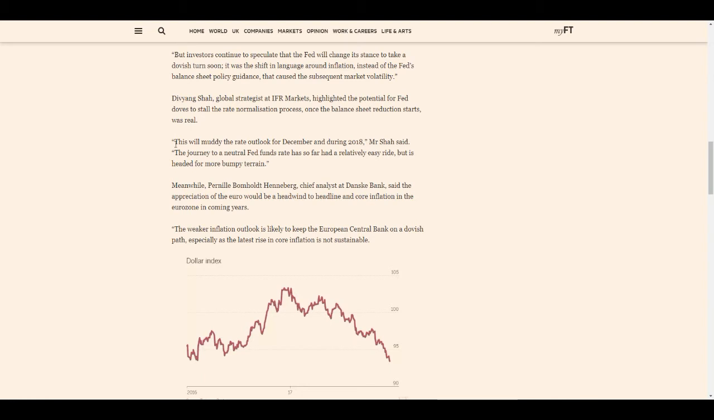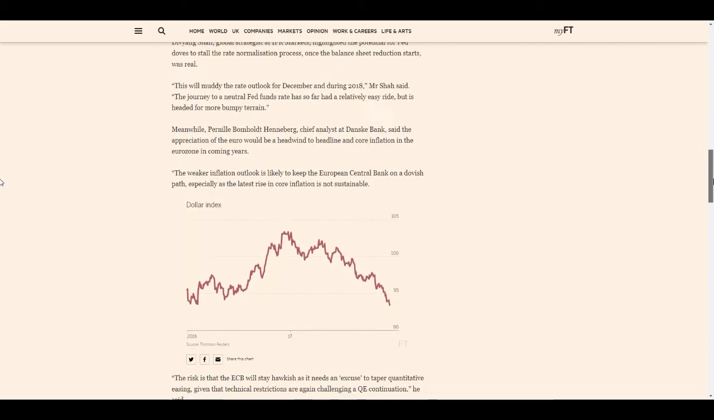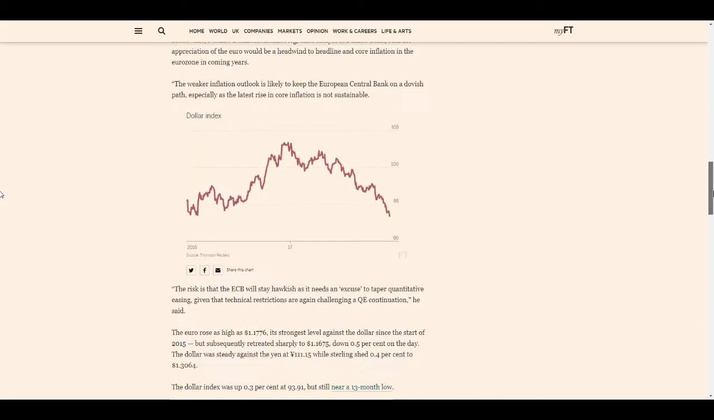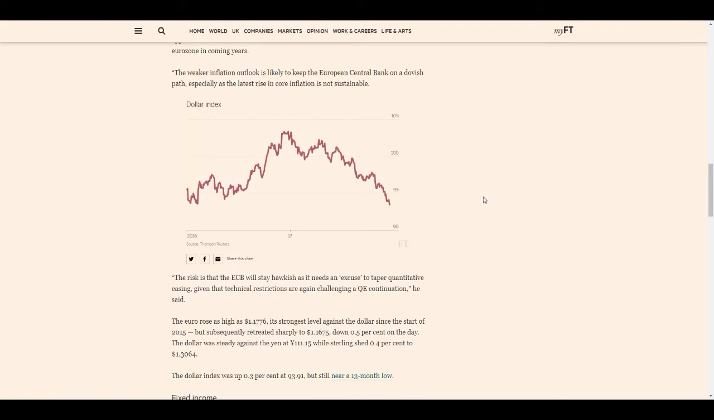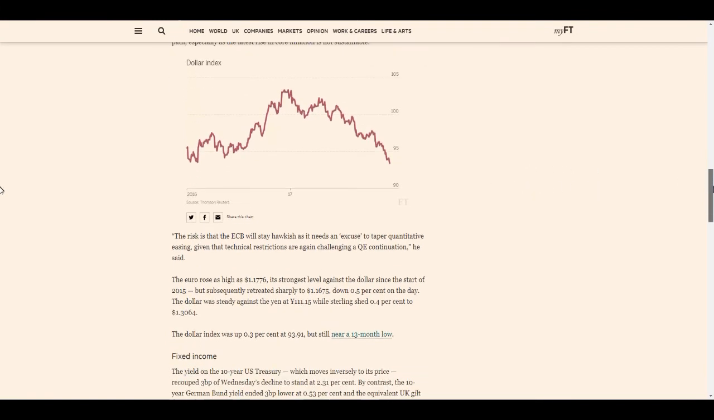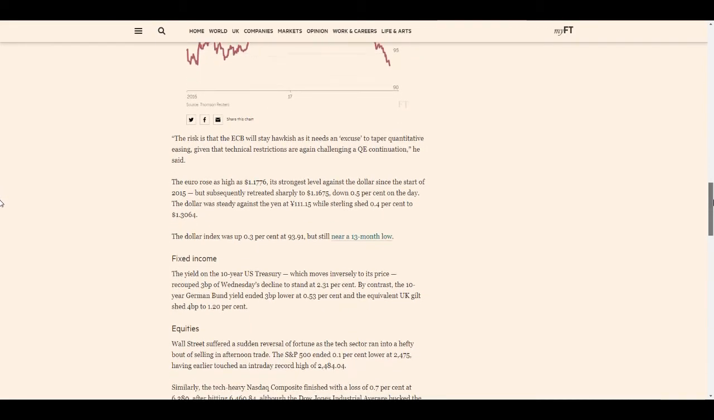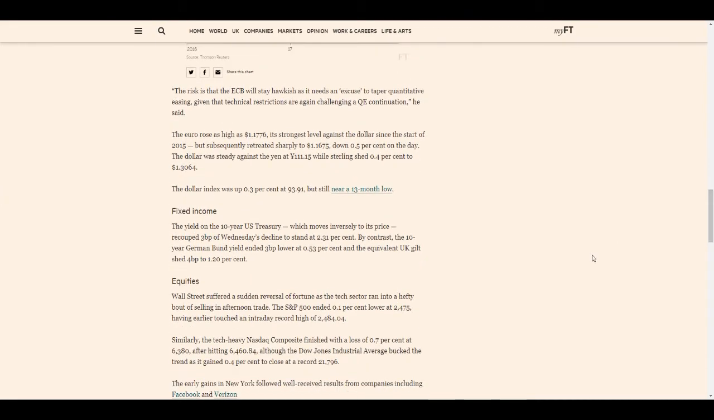Further on, analysts say as well, this will muddy the rate outlook for December and during 2018. The journey to a neutral Fed funds rate has so far had a relatively easy ride, but it's headed for more bumpy terrain. Reading further down the article, it explains why the European Central Bank might want to keep the euro a little bit lower. However, it's backed up with no data and it's more speculative rather than anything ingrained in the market itself.